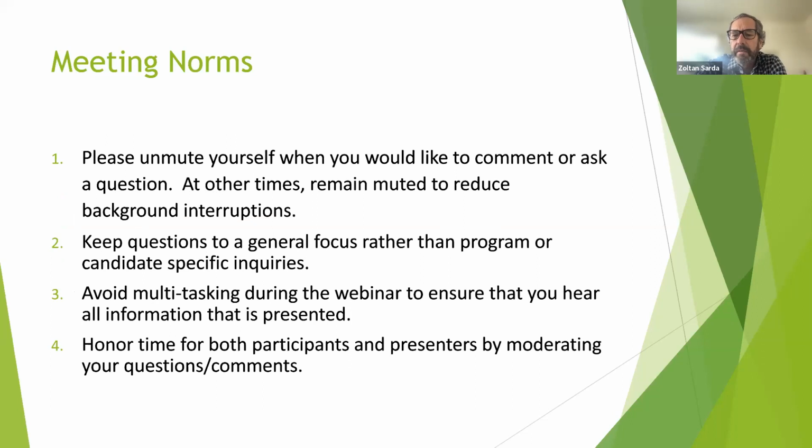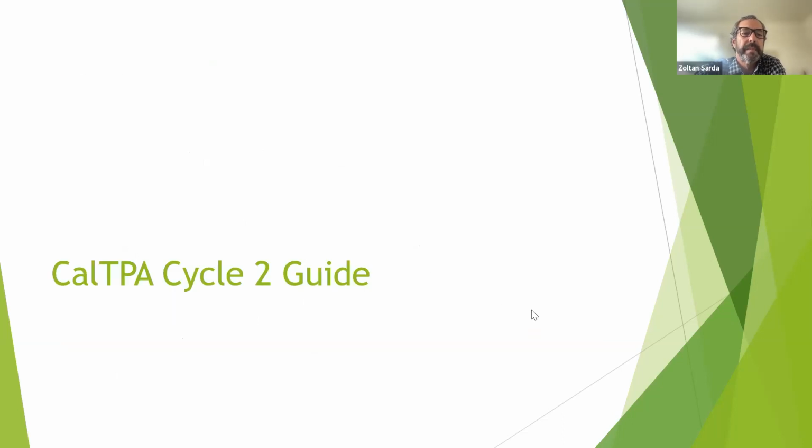Again, for meeting norms, questions in the chat are great, but if you also want to raise your hand to ask a question, that's fine too. But unmute yourself when you want to comment or ask a question, and keep it on mute if at all possible to reduce the noise. As always, we'd like you to keep your questions to a general focus about the CalTPA and what's being presented. If you have questions about your program or about a specific candidate, there's opportunities for you to reach out in other venues for that. Avoiding multitasking, we're going to go fairly quickly through this. There's a lot of information to present, but we'll be as clear as possible for you, and then honoring time for both participants and presenters by moderating questions. So with that, we will go to the guide.